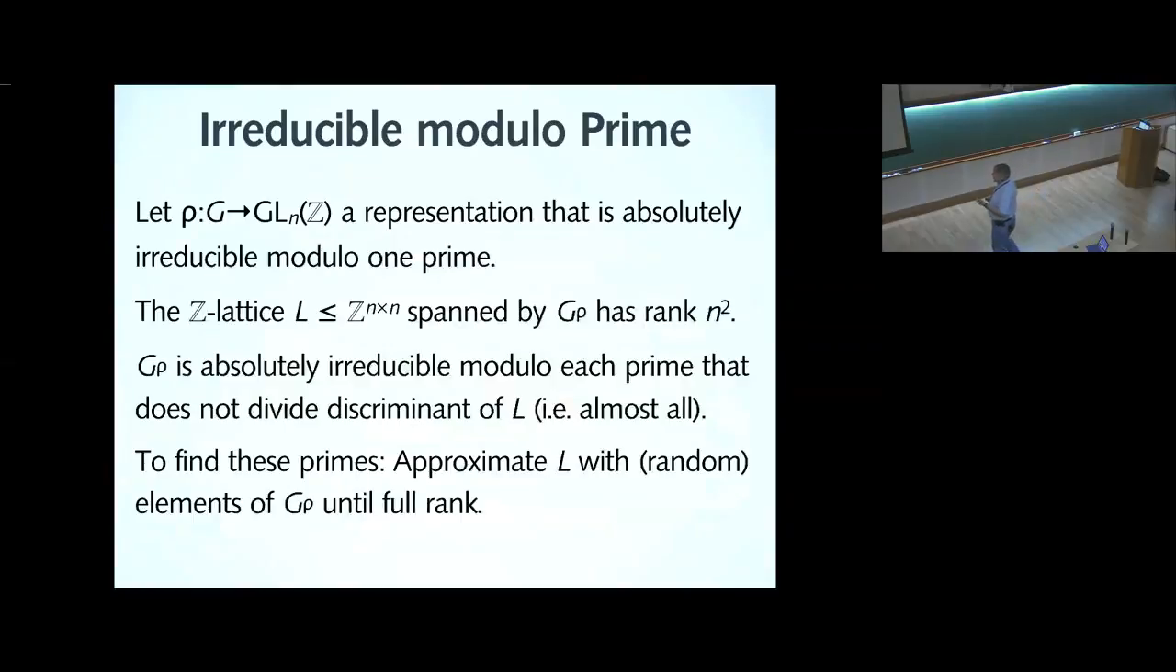And how can I then find primes? The lattice has to have full rank, but now I want to know for which primes the image is not absolutely irreducible. That's just the primes which divide the discriminant of that lattice. I can calculate or approximate the lattice until I have full rank, calculate the discriminant, factor it, and I get primes. So that's how I can find primes.